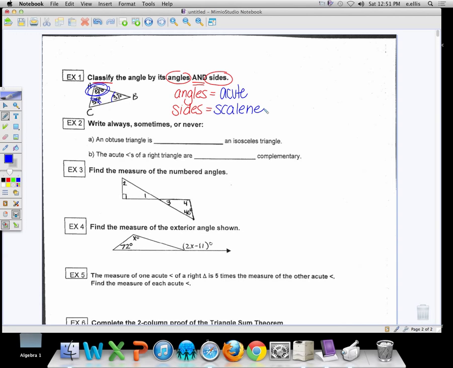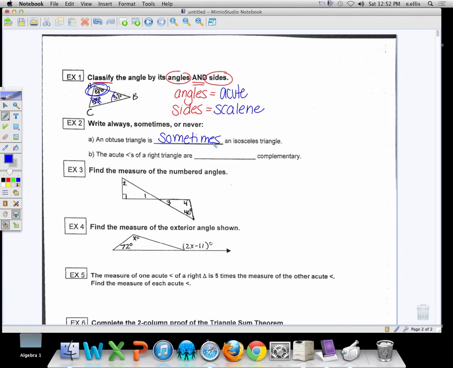Sometimes, always, never questions. Use your brain, your knowledge of triangles, to come up with the best word that would fit in here. In part A, an obtuse triangle is blank an isosceles triangle. Well, an obtuse angle, remember that's greater than 90, well, sometimes, yeah, it could be an isosceles triangle. And sometimes, oh, maybe not so much. So, sometimes is the best word here, okay? Yes, it could be, and no, it couldn't be. If you've got that kind of, well, sometimes maybe, but sometimes.